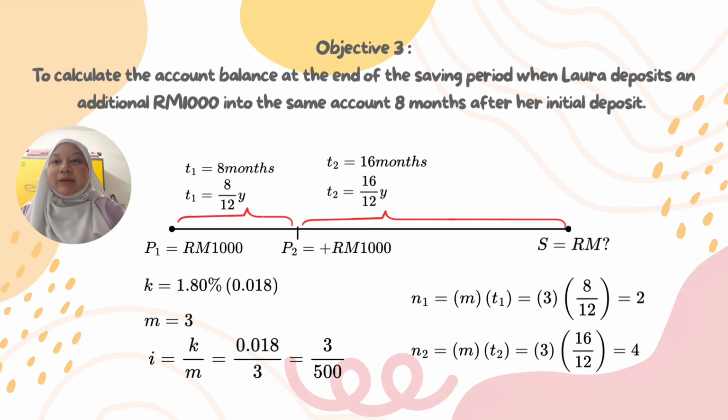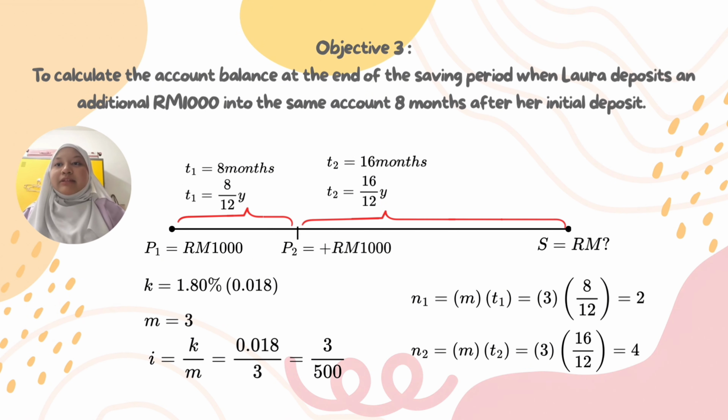The period between P1 and P2, which is T1, is 8 months. To turn it into years, we must divide by 12, and we will be left with 8/12 years. For T2, the term is 16 months, which when turned into years would be 16/12 years, after we divide the 16 months by 12. The k, which is the annual nominal rate, equals 1.8% or 0.018, and the frequency of conversion equals 3, meaning the compounding happens 3 times a year, every 4 months. i, the periodic interest rate, equals k over m. We then substitute 0.018 into k and 3 into m.